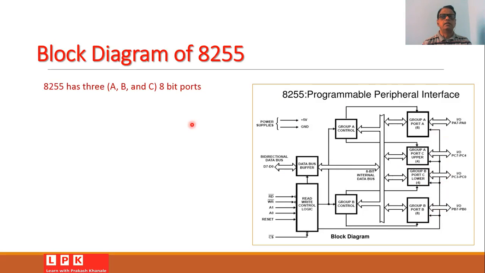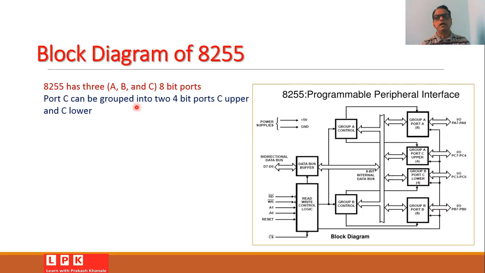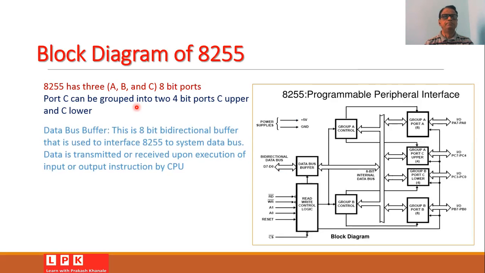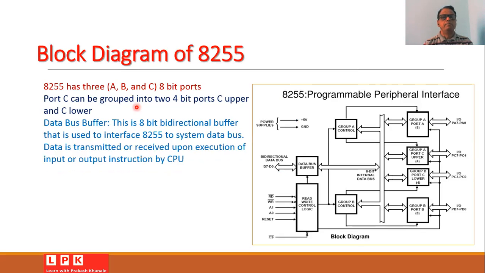So there are 3 ports, named A, B, and C. Port C is divided into 2 groups, upper group and lower group, with 4 bits for the upper group and 4 bits for the lower group. Also, we have a data bus buffer. This is an 8-bit bidirectional buffer, and it is used to interface 8255 to the system data bus. Data is transmitted or received upon the execution of the input or output instruction by the central processing unit or by the microprocessor.